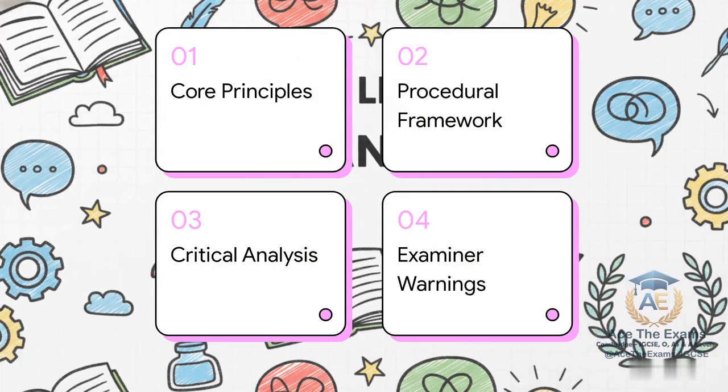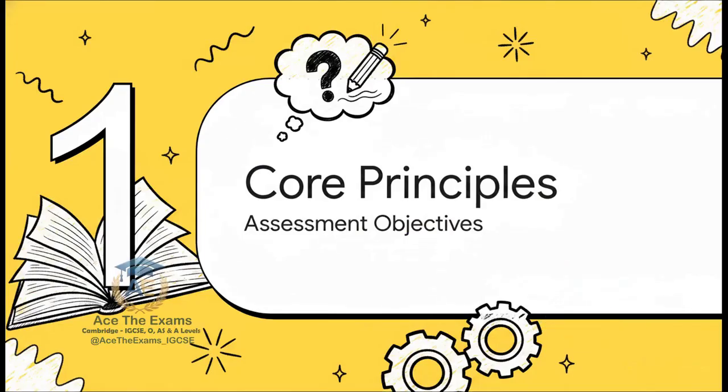To secure those marks, we're going to follow this structured roadmap to deconstruct our clients', or rather the examiner's, exact demands. We'll start with the core assessment principles, move into the procedural framework, elevate our pitch with critical analysis mastery, and finally run a risk assessment on examiner warnings and pitfalls. Let's kick things off with Section 1, Core Assessment Principles.